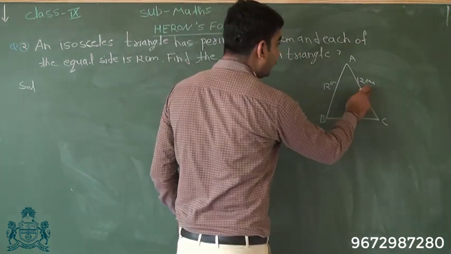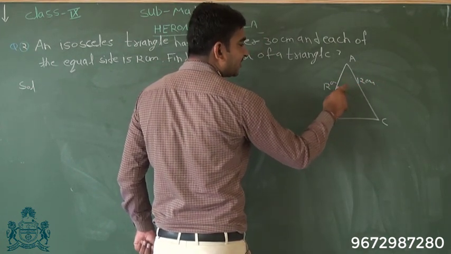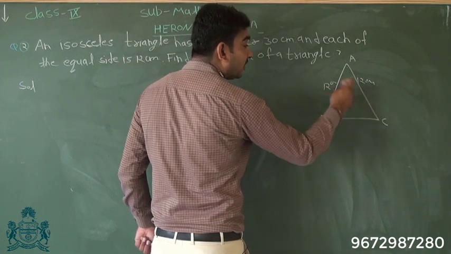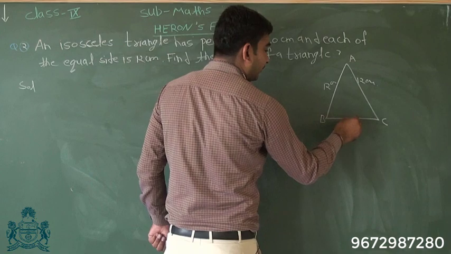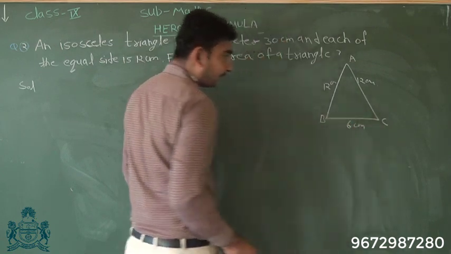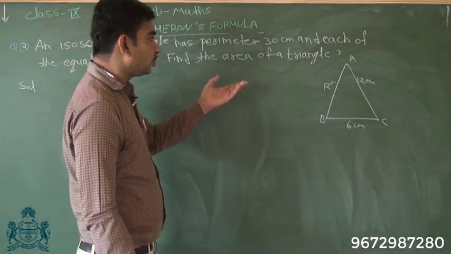The perimeter of the triangle, that is the sum of three sides, is 30. Then 12 and 12 is 24, 30 minus 24, then the third side is 6 centimeter. Then three sides are given, 12, 12 and 6, by using Heron's formula.